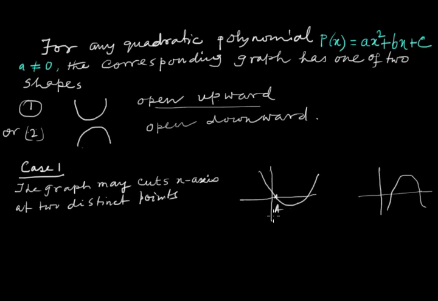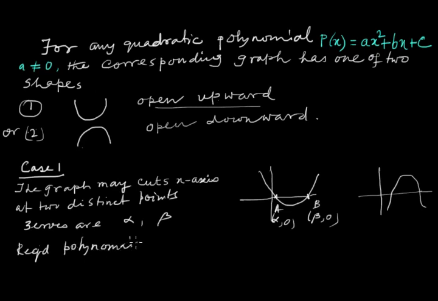In this case, the graph may cut the x-axis at two distinct points. Consider point A as alpha comma 0, and point B as beta comma 0. So here the zeros are alpha and beta. These are the values of x, the two zeros, and the required polynomial becomes some constant k, where k is a real number, into x minus alpha into x minus beta. So alpha and beta are the zeros, and we get the polynomial also. You can study the graph where it cuts the x-axis.